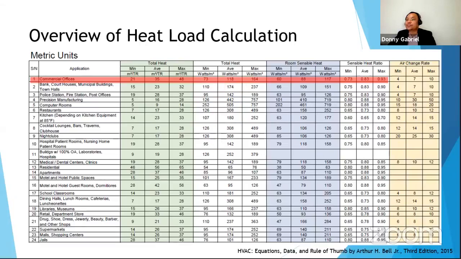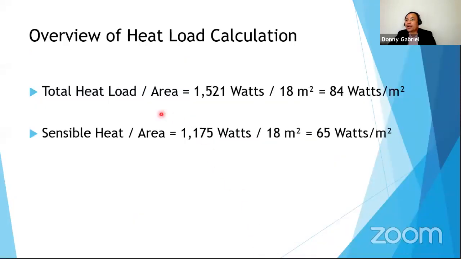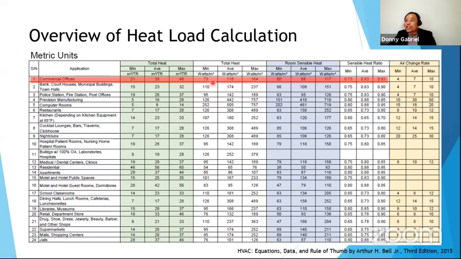Ganun din sa total heat load natin. No? Total heat load natin is 1.5. Divide natin doon sa area natin. Yung area natin is 80 square meter. So about 84 watts per square meter. So mapapansin nyo, no? 84 watts. Ayun, tama nga. Nasa medyo low side tayo. Between minimum and average. Andito tayo sa medyo tipid ng konti.